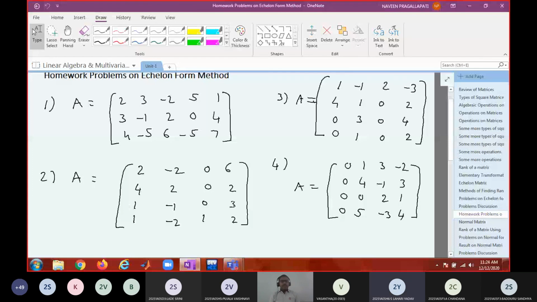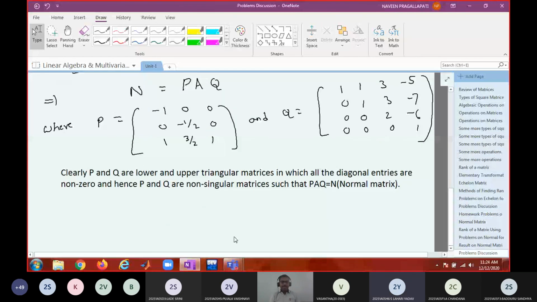Excuse me, sir. Tell me. Sir, so there can exist n number of P and Qs. What I can say is, there can be different pairs of P and Q such that PAQ is in normal form. They should not be unique. P and Q must be non-singular. That's the only condition. It is not unique. It depends on the way you apply the row or column transformations. Is it clear?